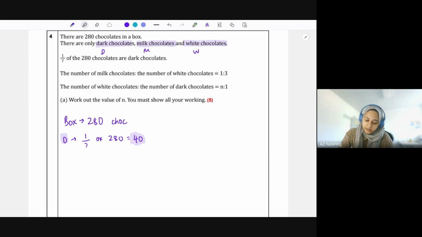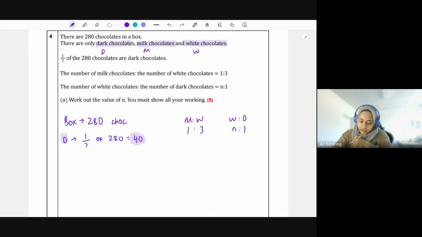Okay, that's fine. The number of milk chocolates to the number of white chocolates is 1 to 3. So milk to white is 1 to 3. And the number of white chocolates to dark chocolates is n to 1. So it's a lot better just seeing it like that. It says work out the value of n. So n being the white chocolate ratio to dark chocolates.